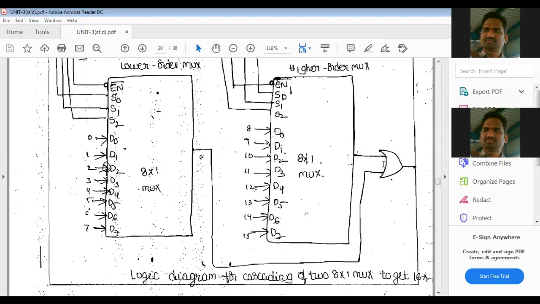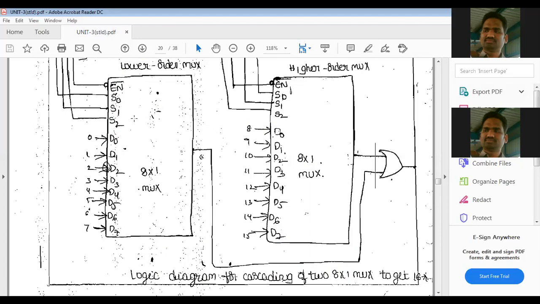One input of the OR gate is a 0 here. Second, I am selecting 0, 0, 1. 0, 0, 1 means D1 is obtained at the output side. So D1. What is the other input of the OR gate here? It is a 0. Again, you will get the output as D1 only.